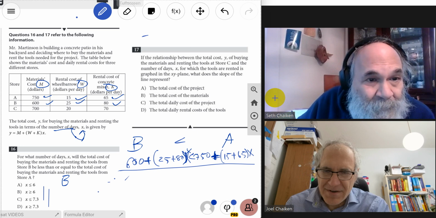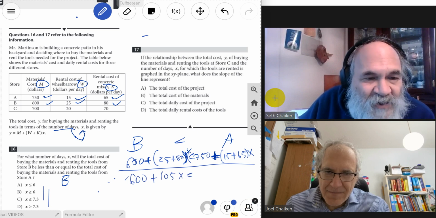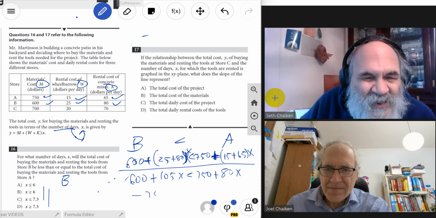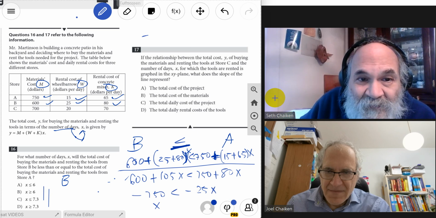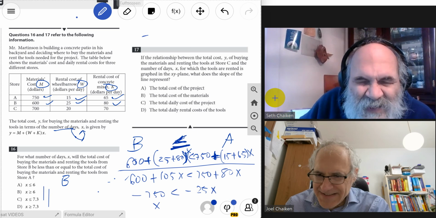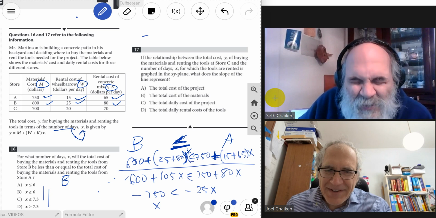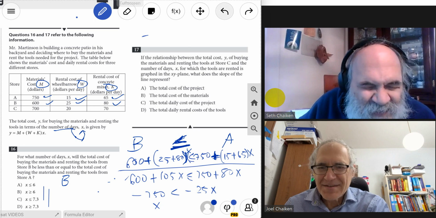The question is, what number of days X will the quantity we put under B be less than or equal? Okay, fine. But it doesn't matter because they're not distinguishing that.